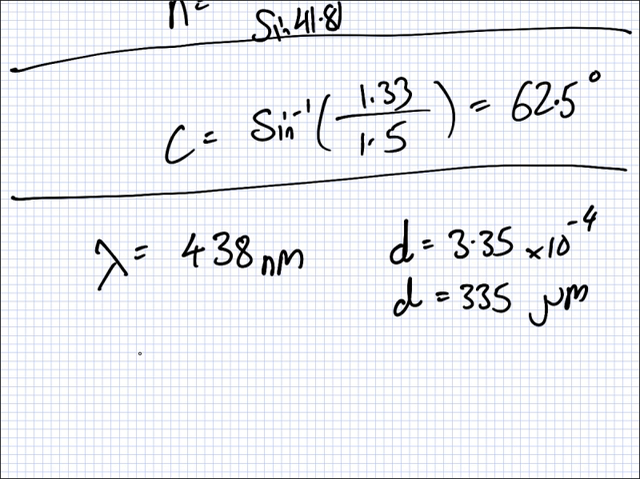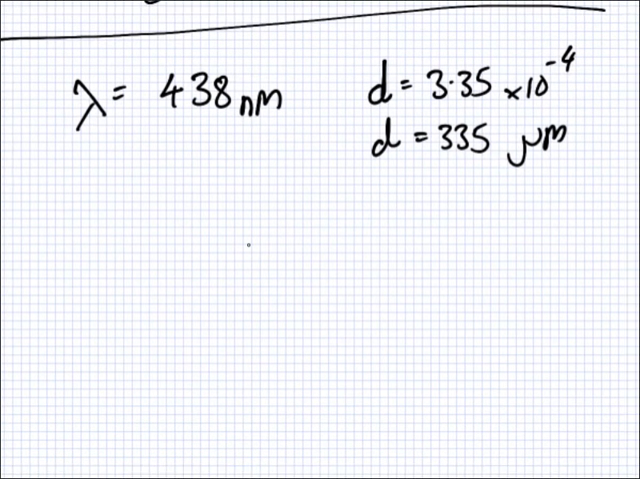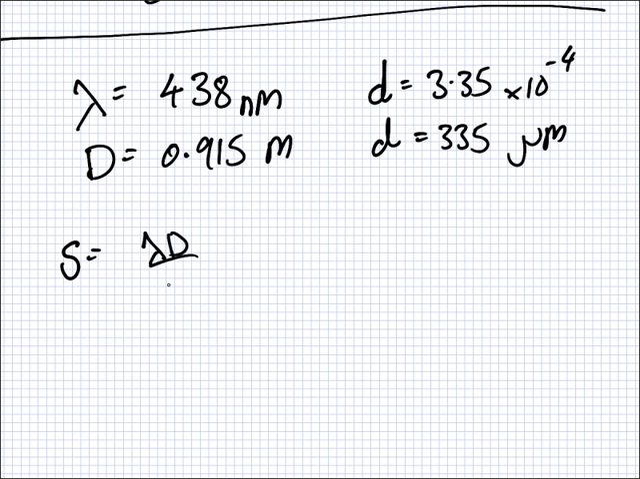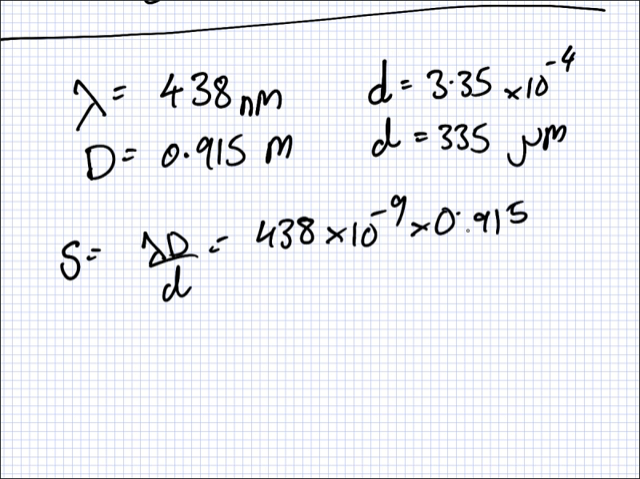Oh yes, what's the question? The distance between the double slits and the screen is 0.915. Okay. Determine the distance between the bright fringes seen on the screen. Alright, so that's S. So S equals lambda D over d, which is 438 times 10 to the minus 9 times 0.915 over 3.35 times 10 to the minus 4. And that is the answer.